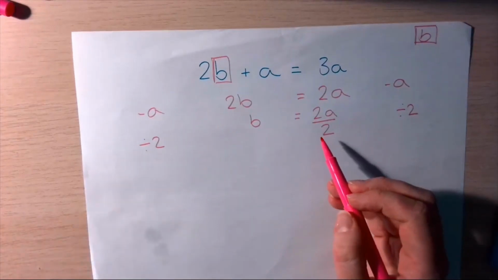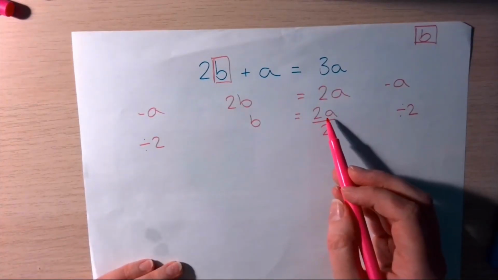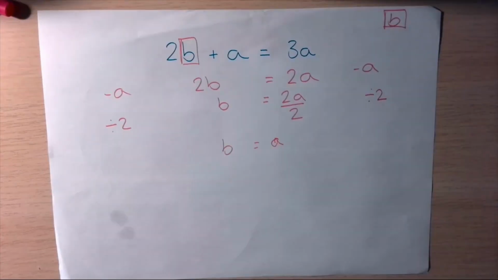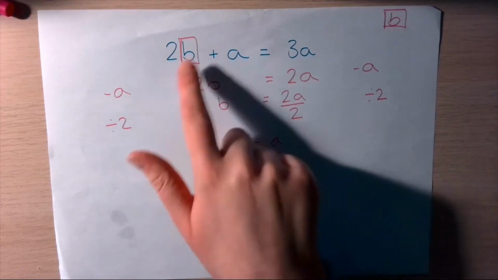Now that's interesting, isn't it? Because actually, 2A divided by 2 is also just A. So in this case we actually find that B equals A, which is lovely and neat, isn't it? I mean, it's much nicer than all of this.